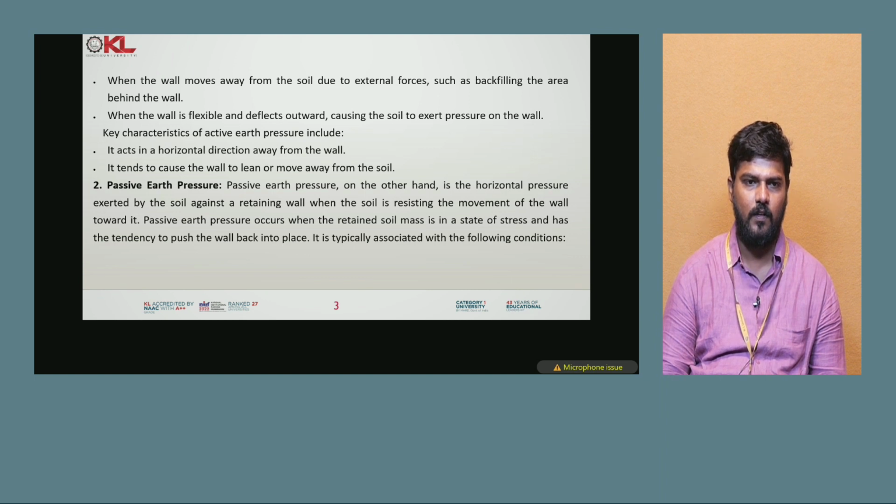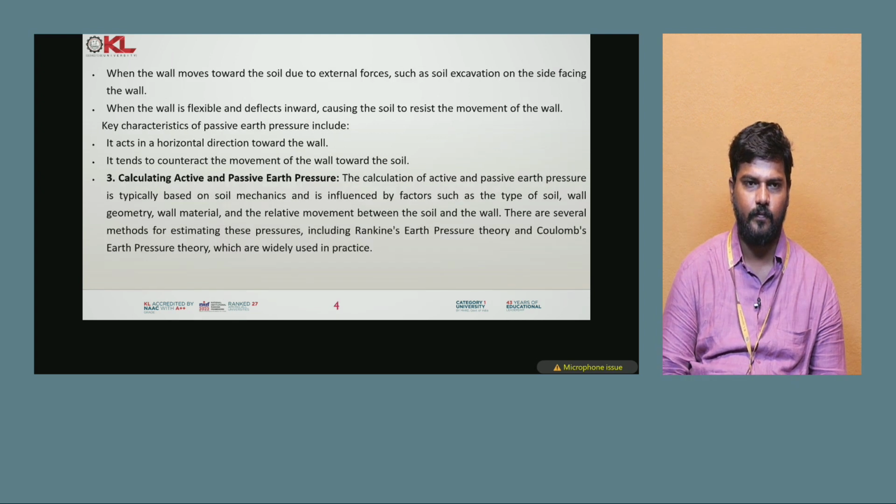So coming to the next one, the passive earth pressure. Passive earth pressure, on the other hand, is the horizontal pressure exerted by the soil against a retaining wall when the soil is resisting the movement of the wall toward it. Passive earth pressure occurs when the retained soil mass is in a state of stress and has the tendency to push the wall back into place. It is typically associated with the following conditions.